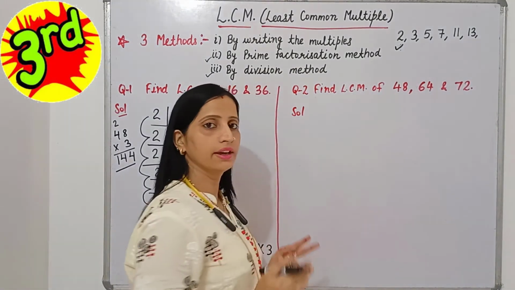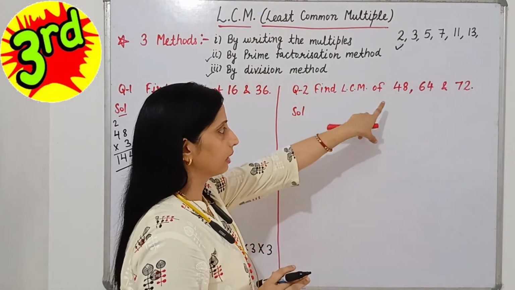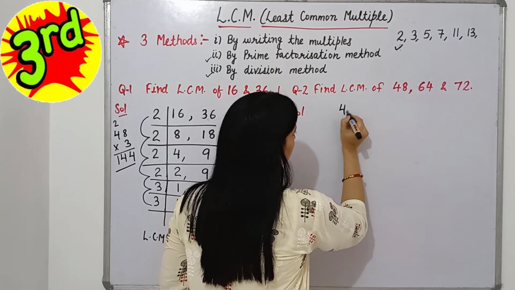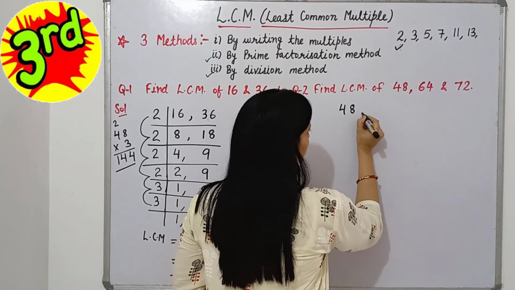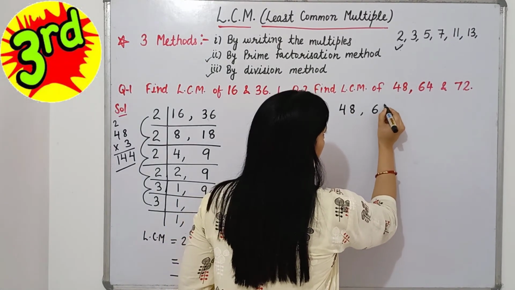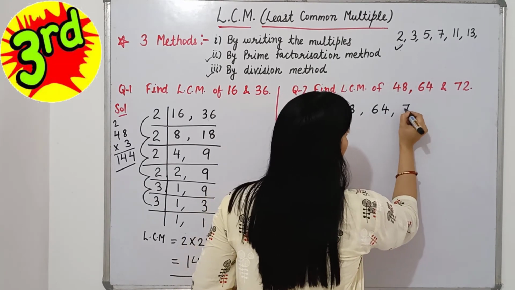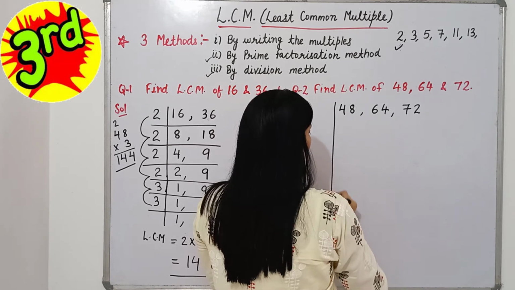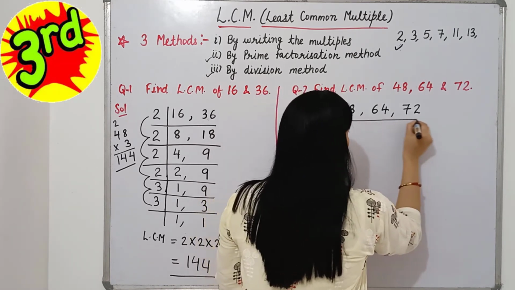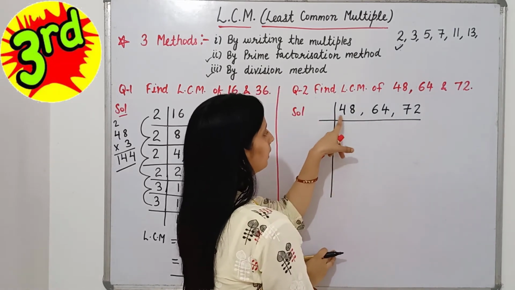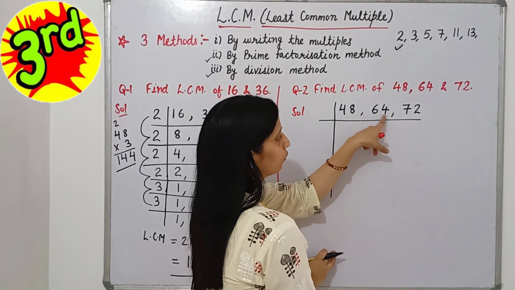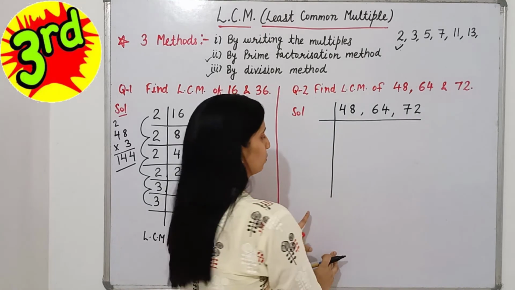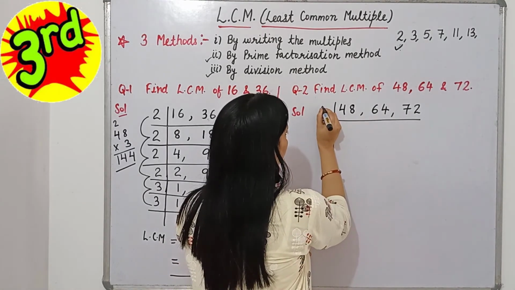Okay. Now by the same method we will find out the LCM of 48, 64 and 72. Here 3 numbers are given but the method will be the same. So we will write all the three numbers in a line, separating them by commas: 48, 64 and 72. And we will start dividing them by the smallest possible prime number. We can see that at the ones place it is 8, here 4 and here 2. So all three numbers are divisible by 2. So we will start dividing by 2.